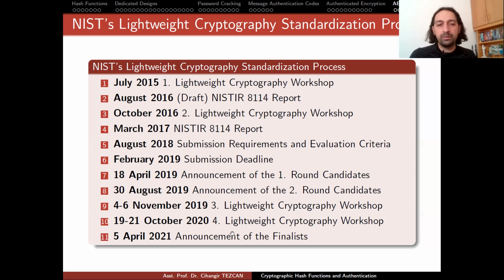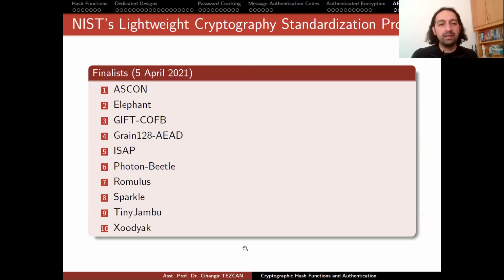There were a few workshops. I think the last one was held virtually due to the pandemic. And just last week, they announced the finalists. So from 32 algorithms, I think now we have 10. Yes, and these are the 10 finalists in this competition, which was just announced 1 week ago. So these finalists are Ascon, Elephant, GIFT-COFB, Grain-128 AEAD, ISAP, Photon-Beetle, Romulus, Sparkle, TinyJAMBU, and Xoodyak.